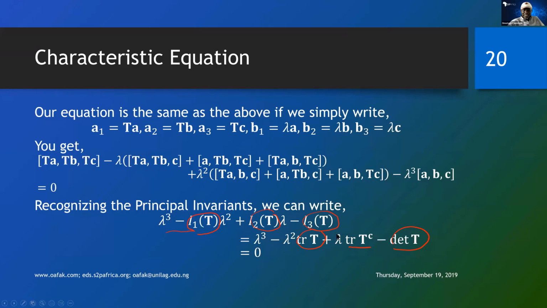So what you have in the next line is simply multiplying the thing by a negative sign. That's all. So what you have here is lambda cubed minus lambda squared trace of T minus lambda trace of the cofactor minus determinant of T is equal to 0. That is what this expression now becomes. And that is the characteristic equation.